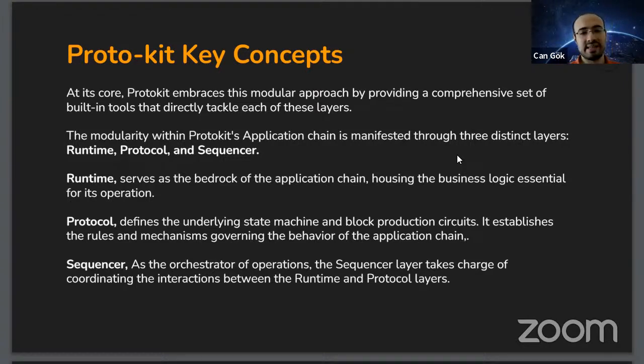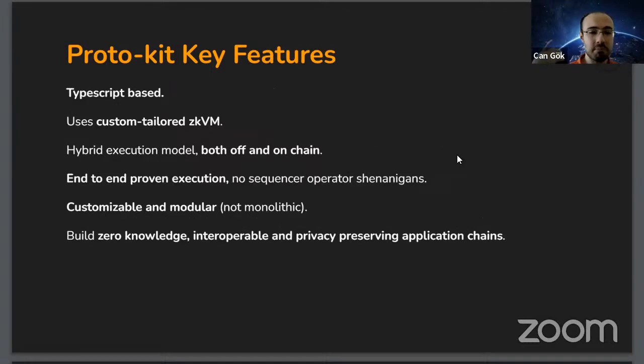Basically, the sequencer accepts the user transactions and orchestrates them. The protocol is for state-related things. And the runtime is the business logic. So when a user interacts, what we want to do will be written in the runtime, and we will be worrying about the runtime most of the time in Protokit, if you are not trying to implement something very, very detailed.